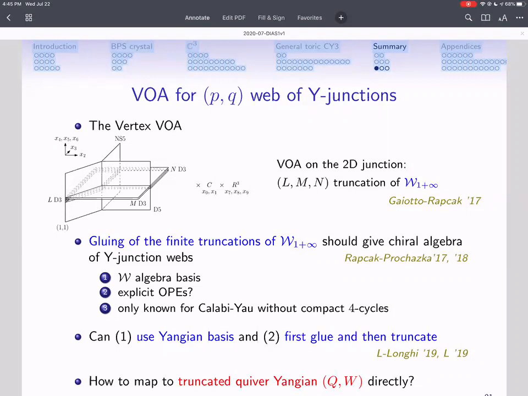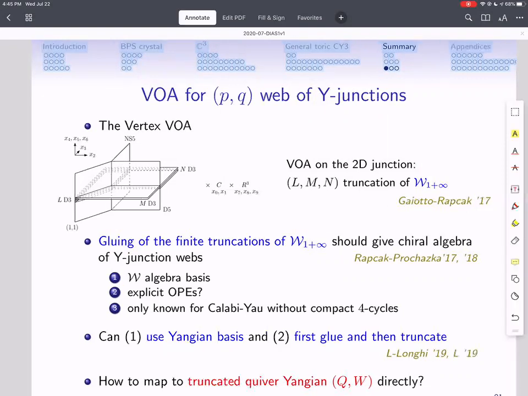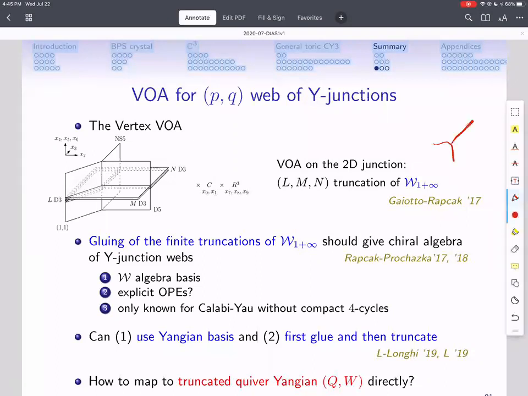For example, this guy here, the resolved conifold. This one gives you an N equals 2 W algebra.